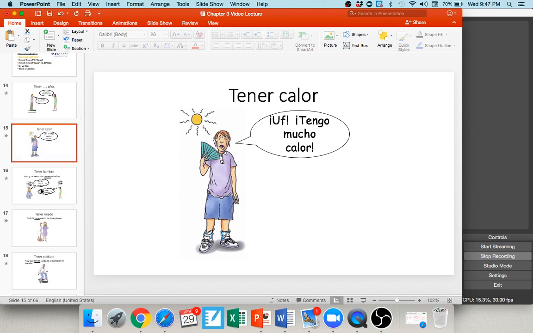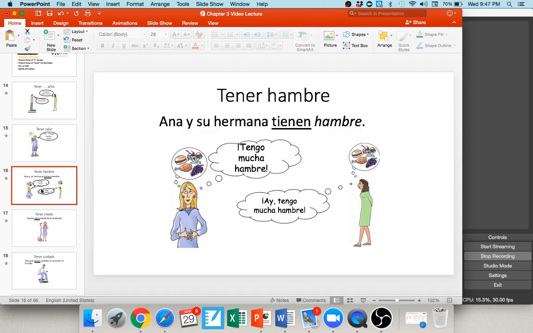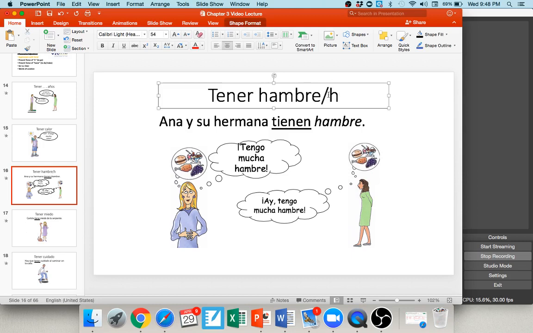Tengo calor. Okay? My current state, however, and my state most times, is to tener hambre, which means to have hambre, to have hunger. Now you have to be very careful here. This is very similar to the word hombre in Spanish. Now, you may recall from an earlier lesson that an hombre is a man. Now, there's a very big difference in having hunger and having a man, okay? So careful as you pronounce that. Hambre, hombre. Hambre, hombre, okay?